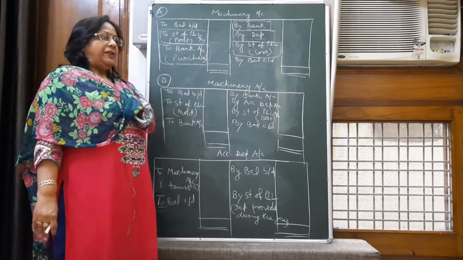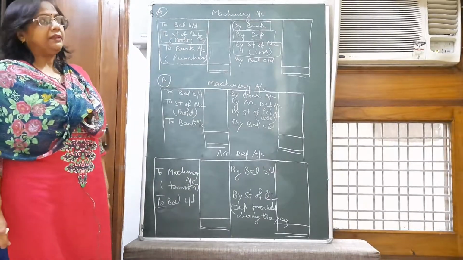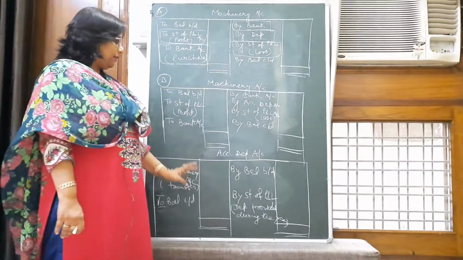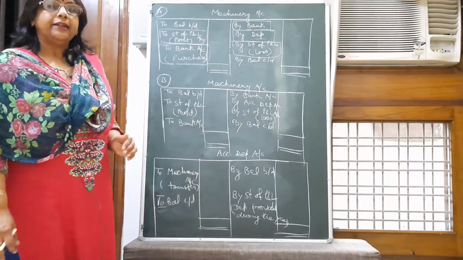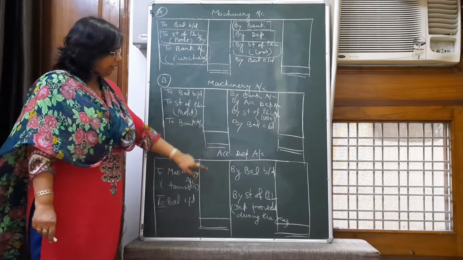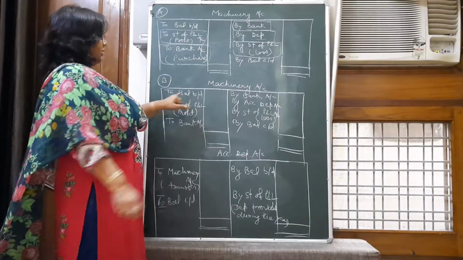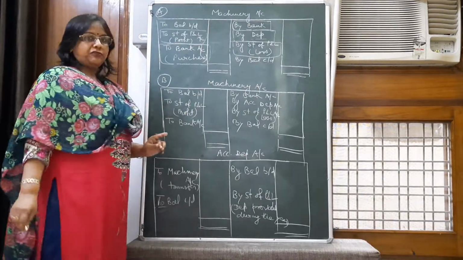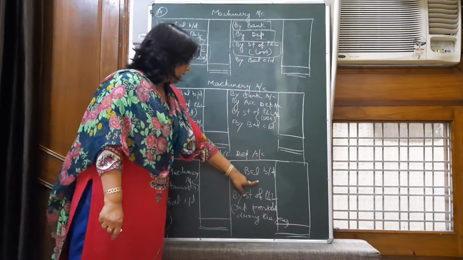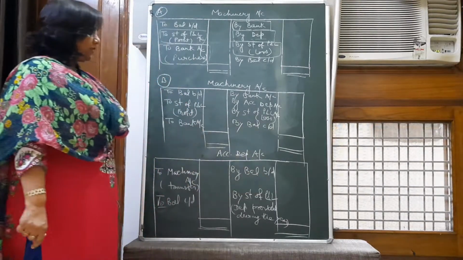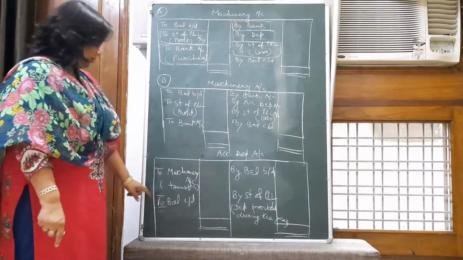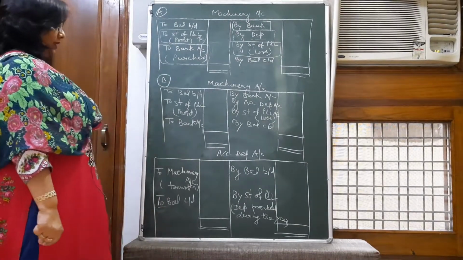Second method, when machinery is prepared on original cost method. Hereby, depreciation is not charged in the machinery or fixed asset account, rather this account is maintained separately. In that, what you have to do? You have to prepare two accounts simultaneously. In the machinery account, to balance BD is opening balance of the asset, by balance CD is the closing balance of the asset. In accumulated depreciation account, by balance BD is the opening balance of accumulated depreciation or provision for depreciation, and to balance CD is the closing balance.